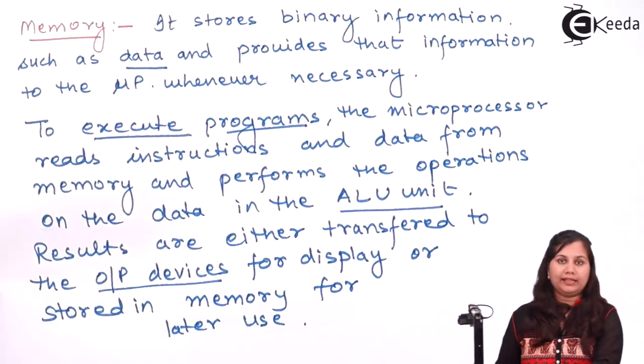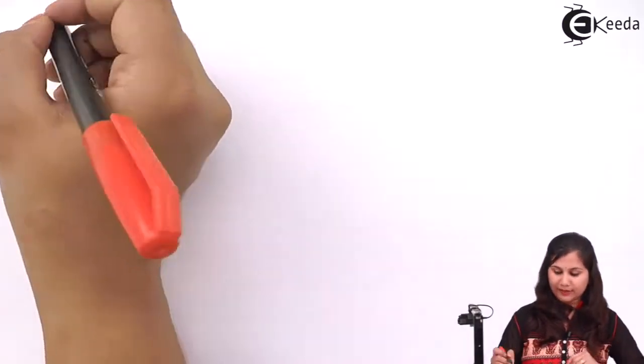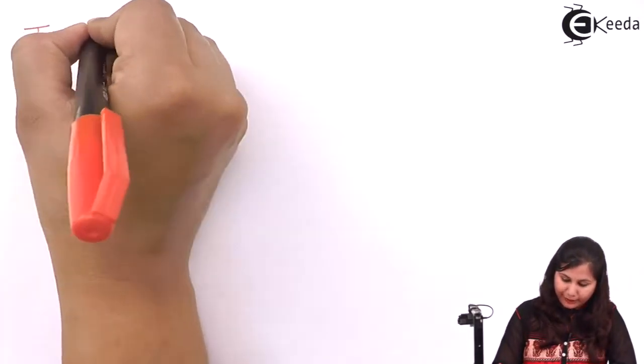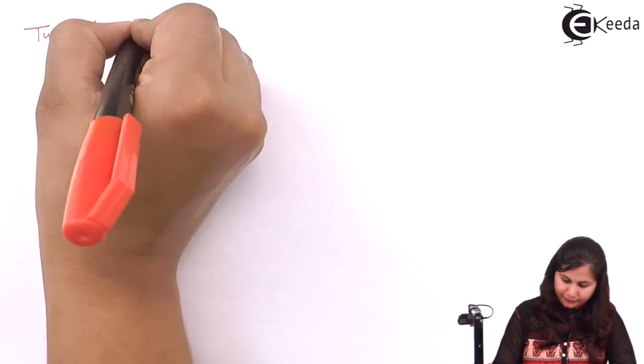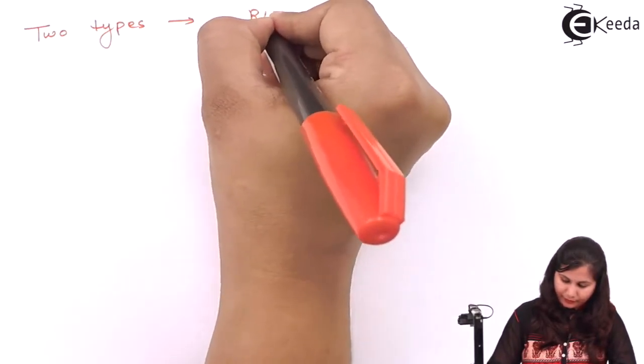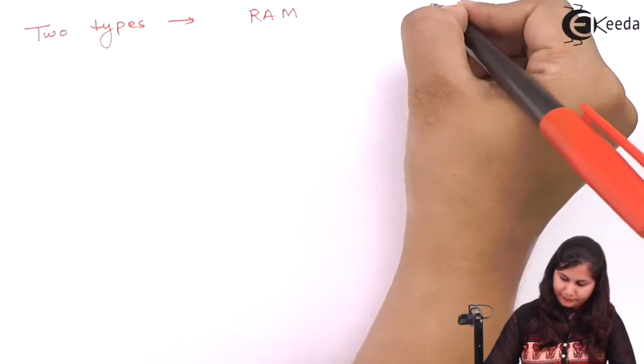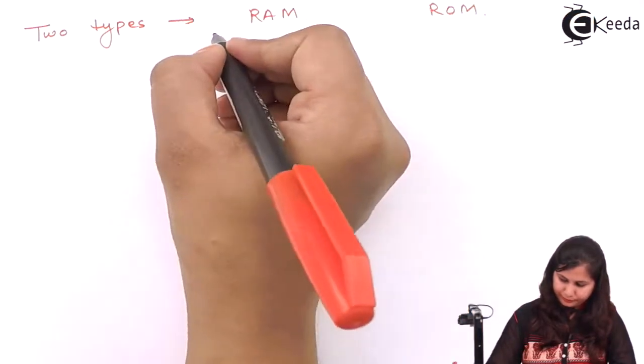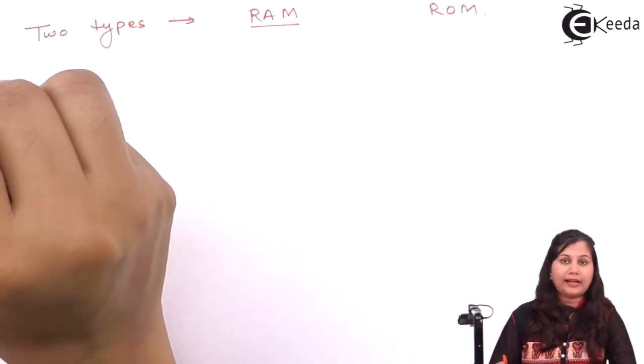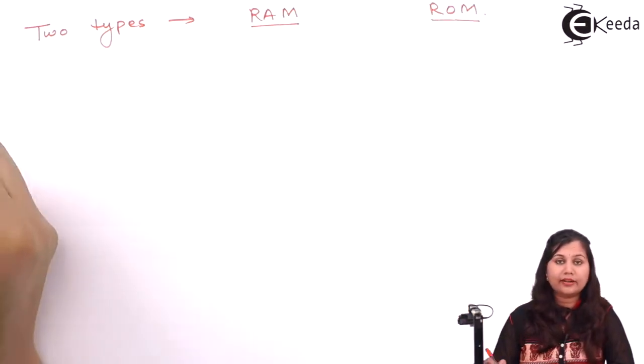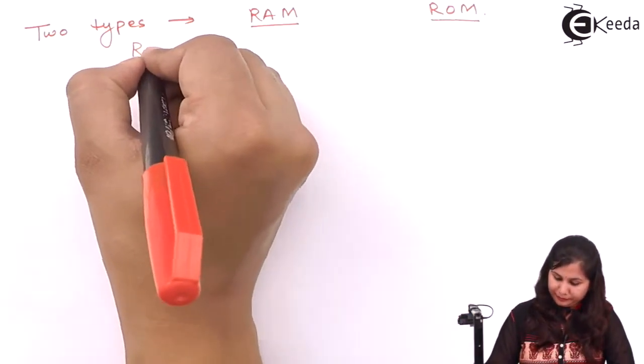Now this memory is of two types, RAM and ROM. Just like in computers, it is of two types, RAM and ROM. This is random access memory and this is read only memory.